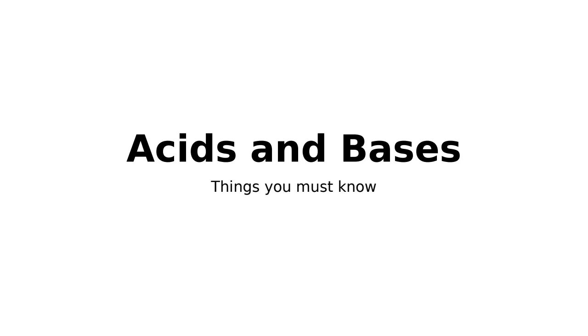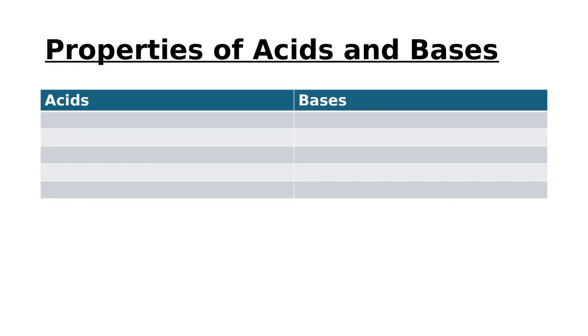Today we're going to review some important things about acids and bases that you must know in order to move into acid-base equilibrium. First, let's talk about some properties of acids and bases. So we've seen the topic of acids and bases in grade 10 science, in grade 11 chemistry, and we should know a few properties of each of them.